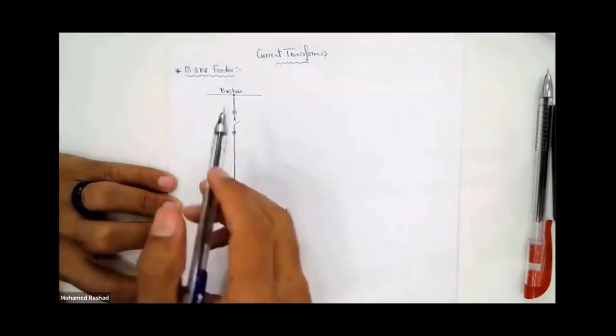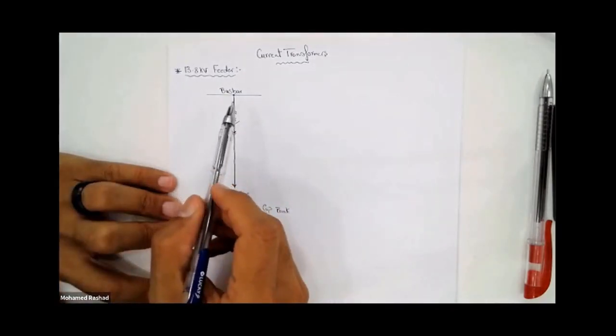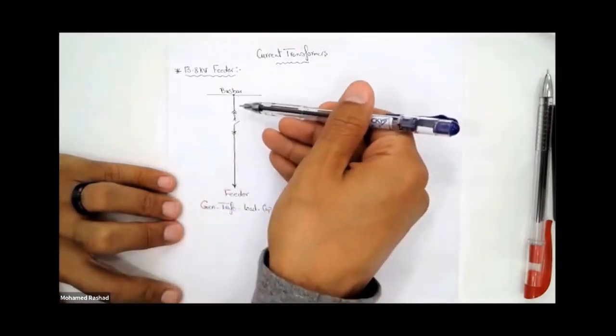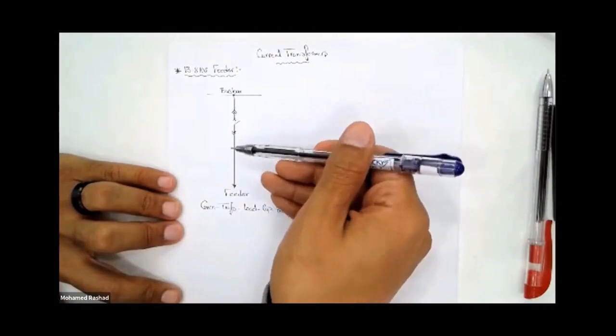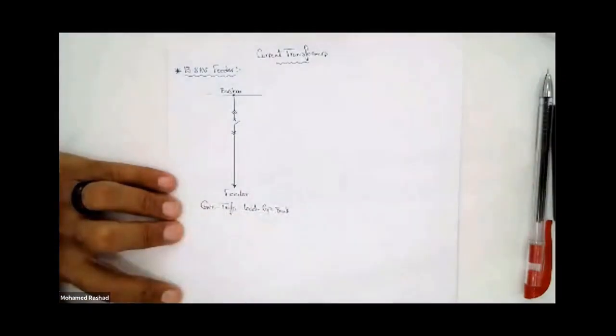Now, the current transformer, guys, its connection can either be with a current transformer before the breaker, or there can be a current transformer after the breaker, or there can be a current transformer on both sides, before the breaker and after the breaker.